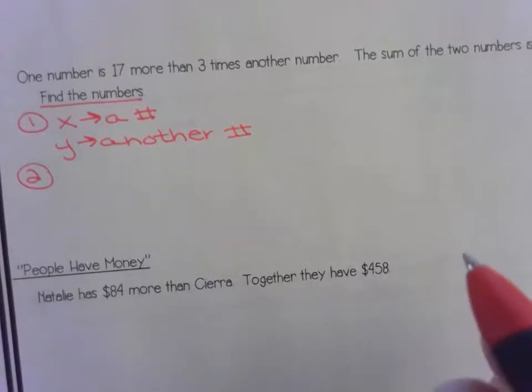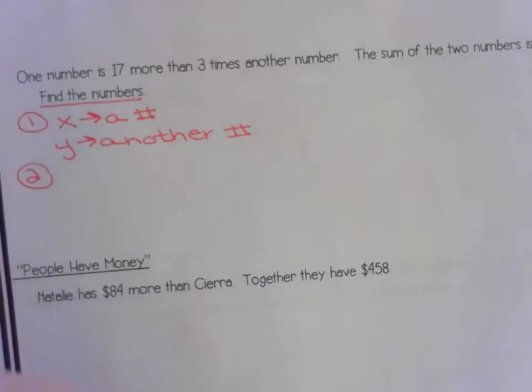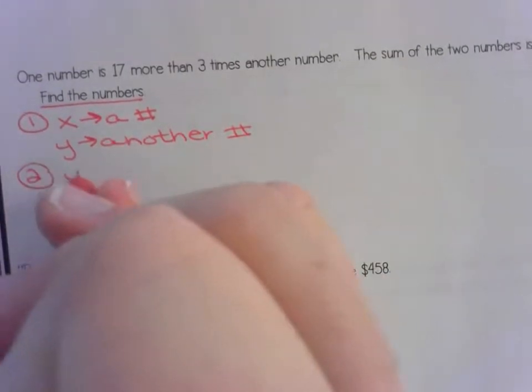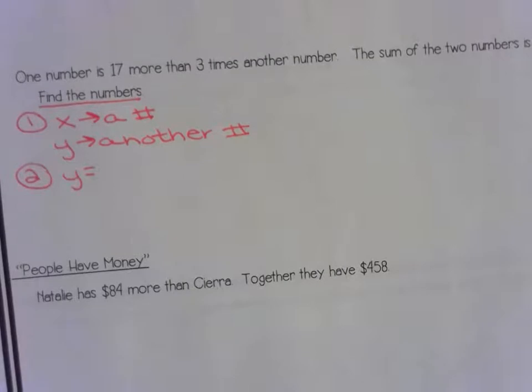One number is, what will that look like? One number is, y equals. Okay? Now does it matter if I do x equals or y equals? No, both of them represent a number. So one number is y equals. You could also put x equals. We're just going to do y equals.